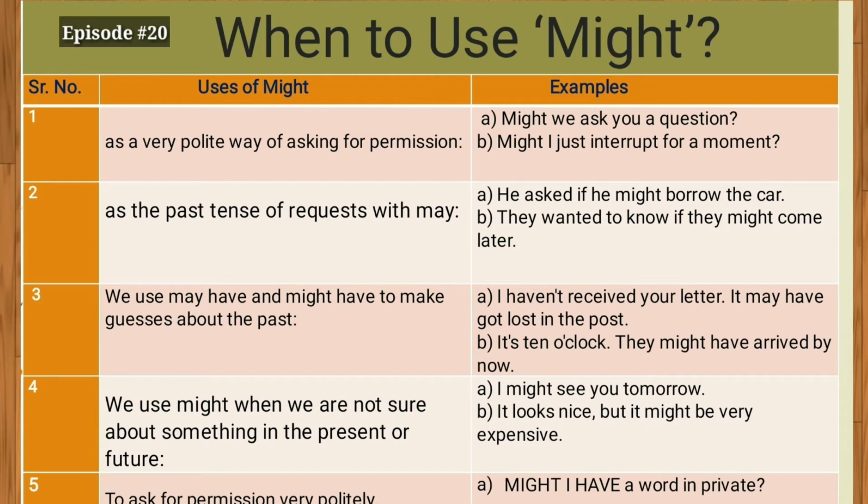The next use is to ask for permission very politely. So whenever we want to ask something very politely, we take recourse to might. We prefer might to may. For example, might I have a word with you in private?